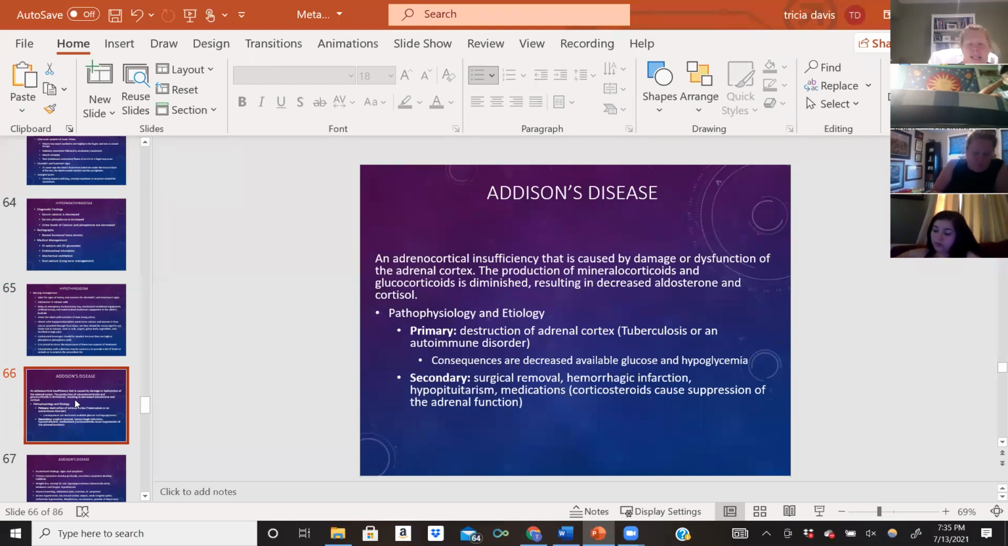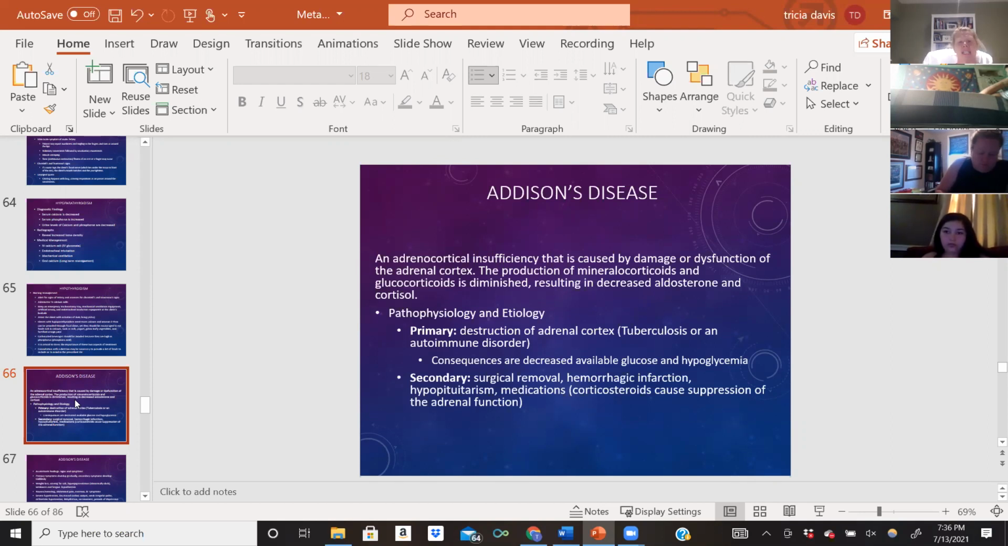So again, this can occur primarily or secondary. If someone develops Addison's disease as a primary disease, it's going to be because there's been some type of destruction to the adrenal cortex. Usually it comes from a patient that's had tuberculosis, or if they have an autoimmune disease and the body sees it as a foreign object and starts attacking and destroying it. Usually the consequence that we see from that primary disease state is decreased glucose available in the body. So these patients are going to have hypoglycemia.